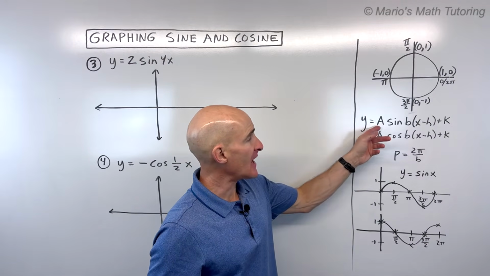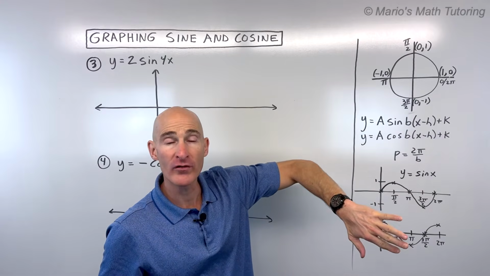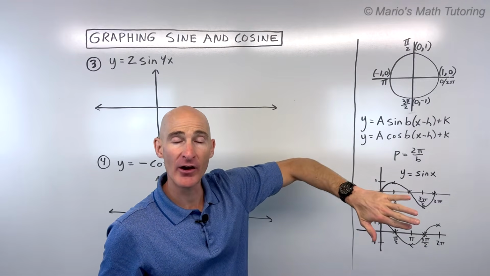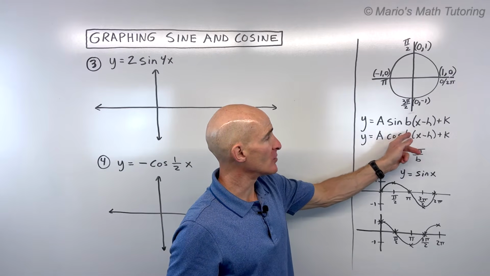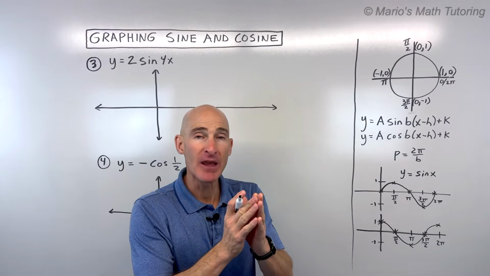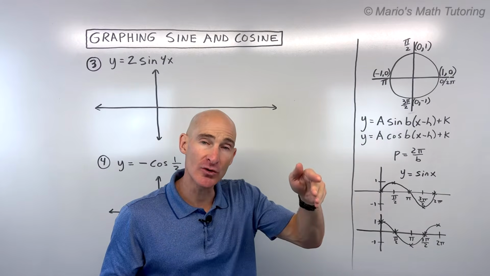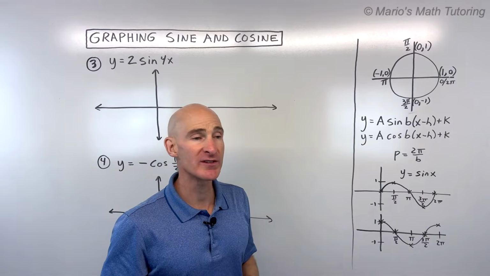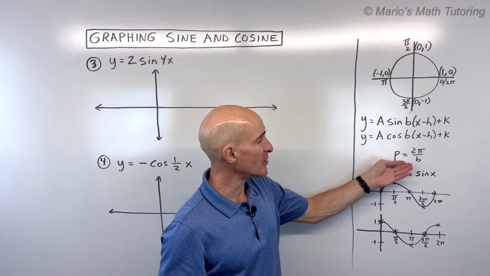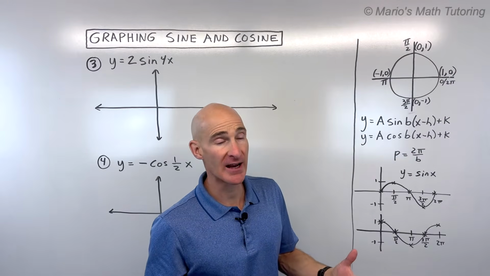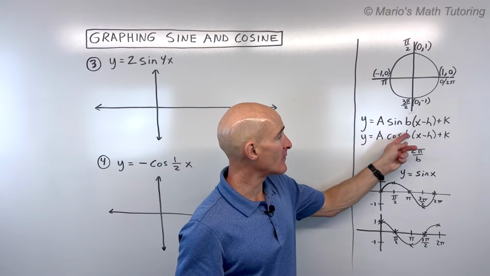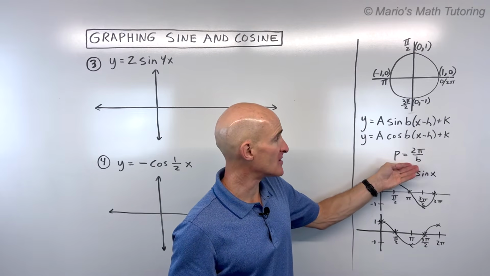And if it's negative, it's going to reflect the graph over the x-axis. It's going to make all the y values the opposite. And this b value, the group with the x, is going to affect the period, like how long it takes to repeat, or to complete one cycle. We can use this formula to help us find the period. It's 2 pi, which is the normal period of sine and cosine, divided by whatever this b value is. That'll give us the period.